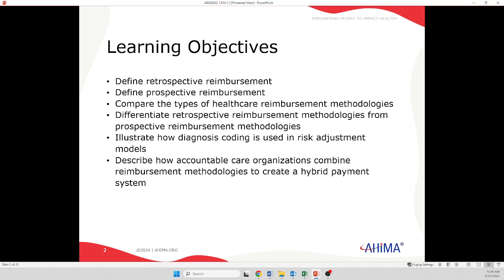Now, in this chapter, we're going to be talking about some types of health care reimbursement. And remember that reimbursement is coming from a third-party payer. So here's a list of what we're going to be talking about: retrospective, prospective, comparing those, differentiating between. We're going to look at how diagnostic coding is used to help with risk adjustment. And then we're going to look at accountable care organizations, those are ACOs, how they make up a hybrid payment system.